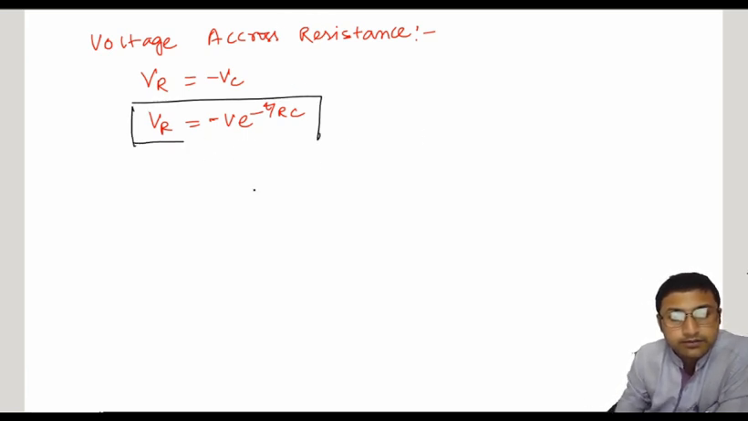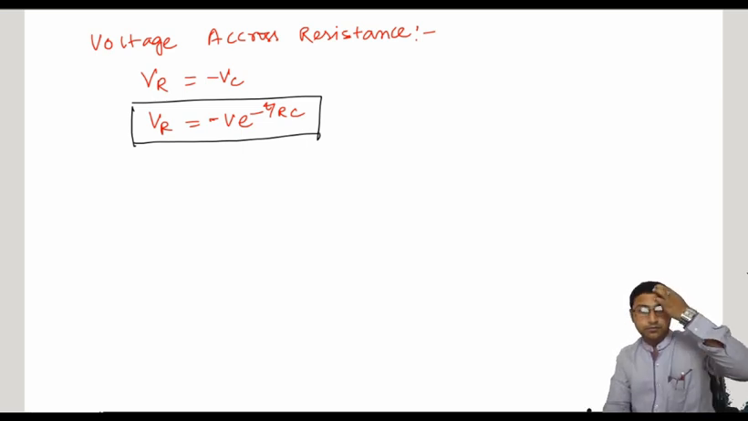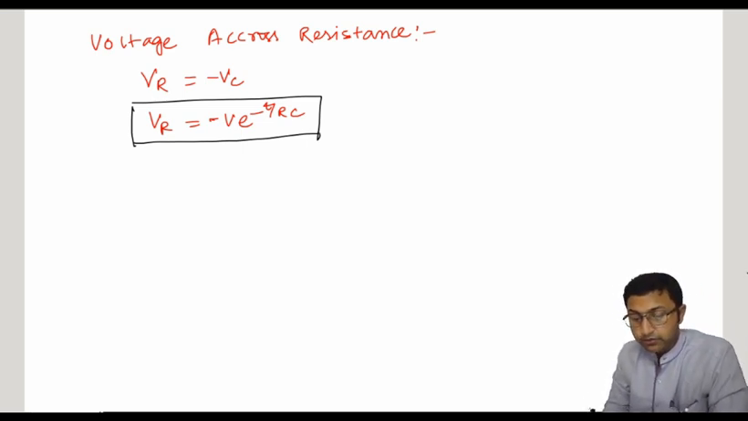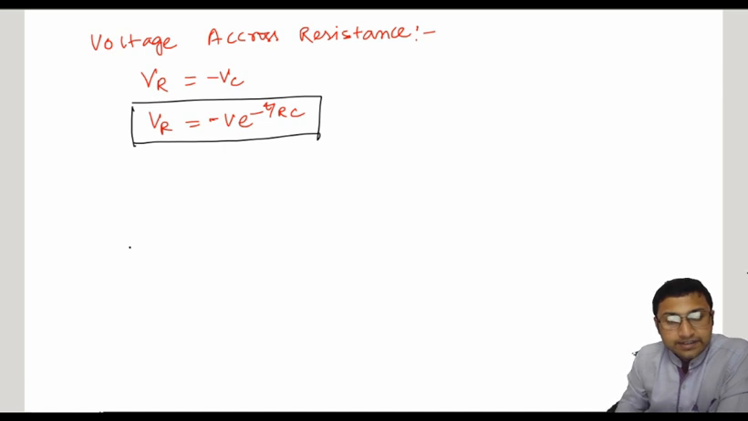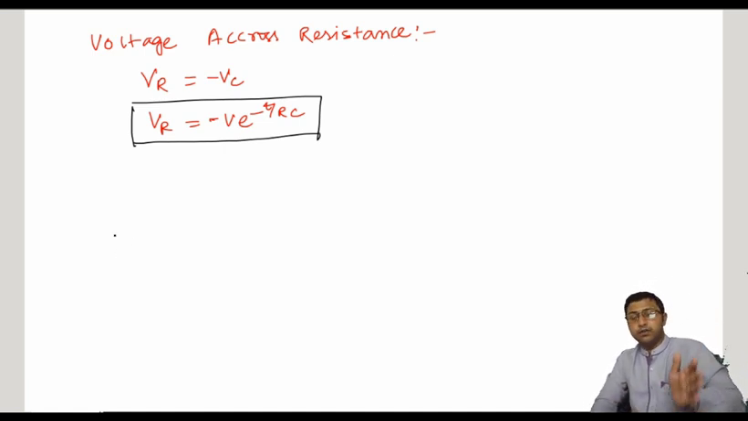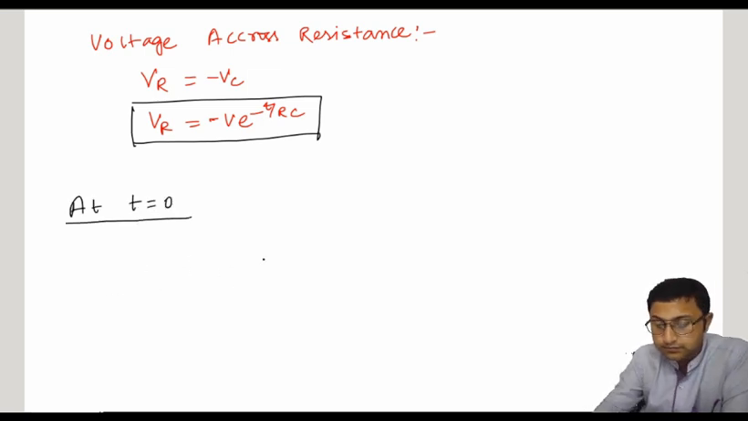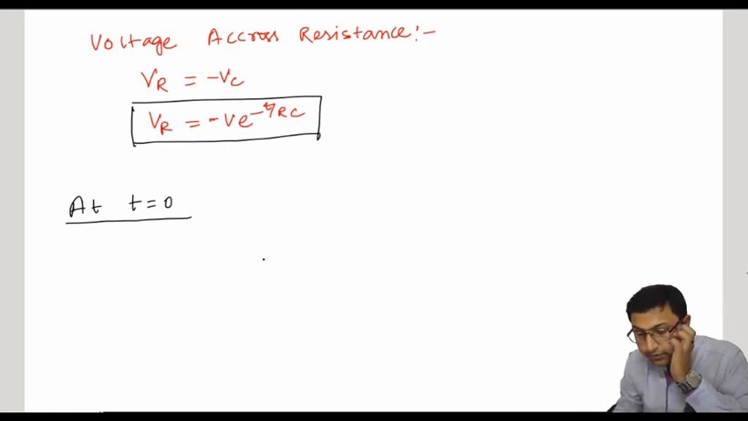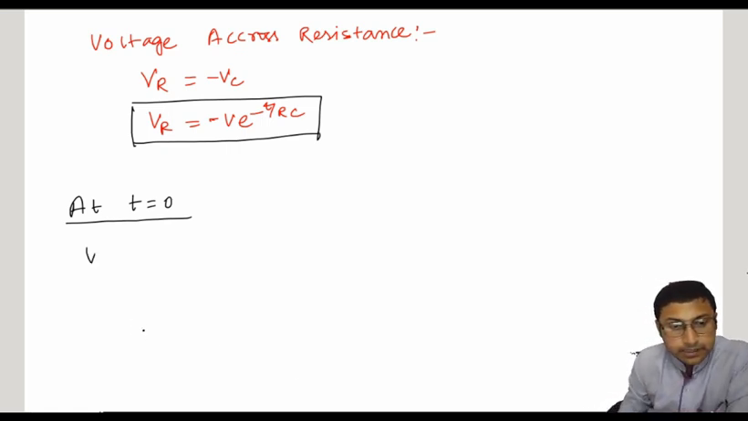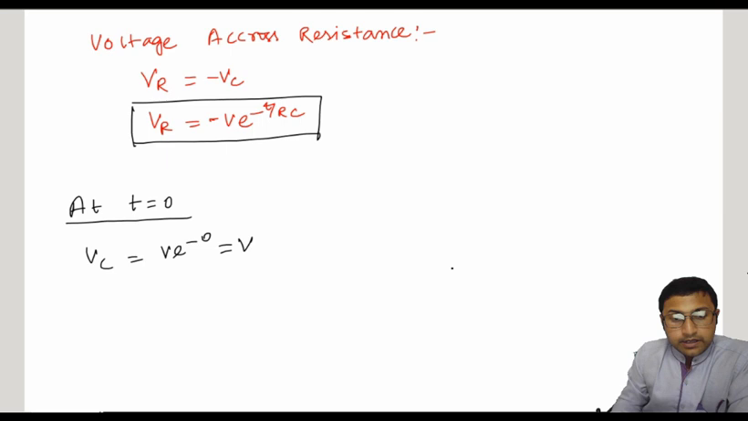From the KVL equation it can easily be written. Okay, so now if I put the condition at t equal to 0, at t equal to tau, and at t equal to infinity, that means the starting, the time constant period, and the final period. So at t equal to 0, the capacitor voltage Vc equal to V e to the power minus 0, which is equal to V. Okay.